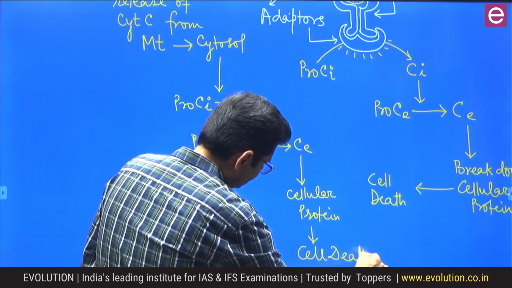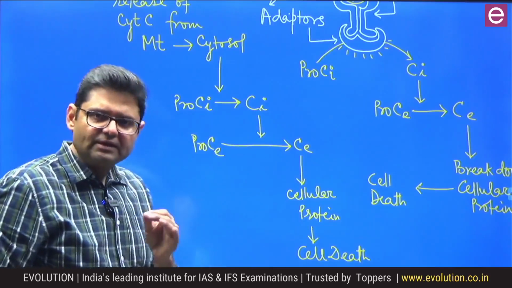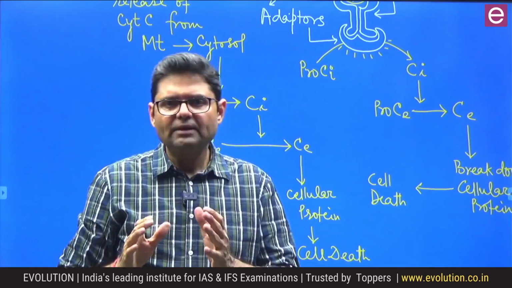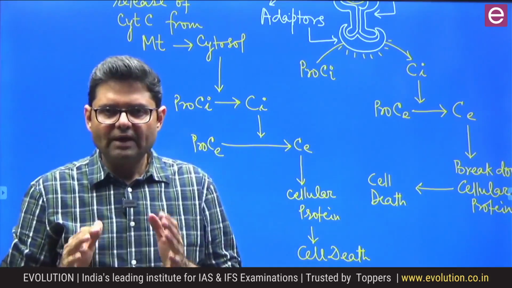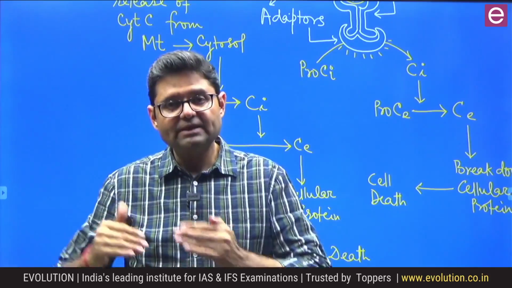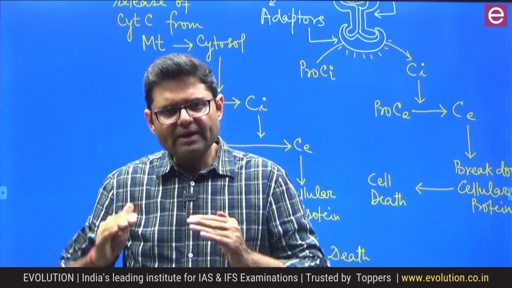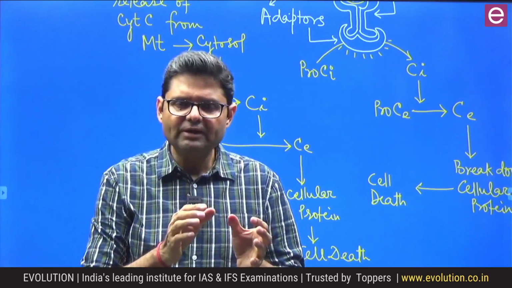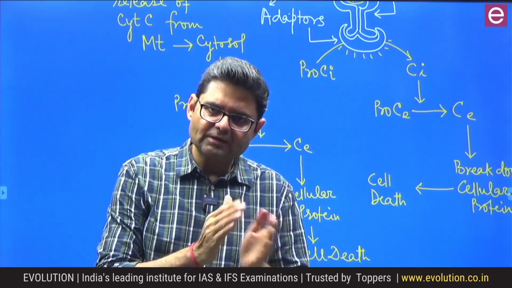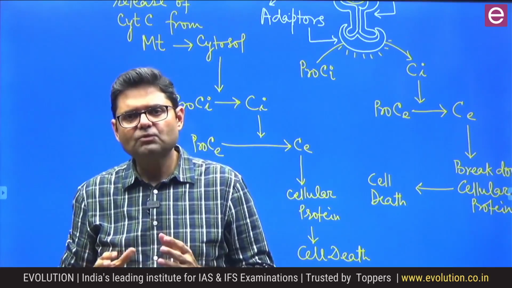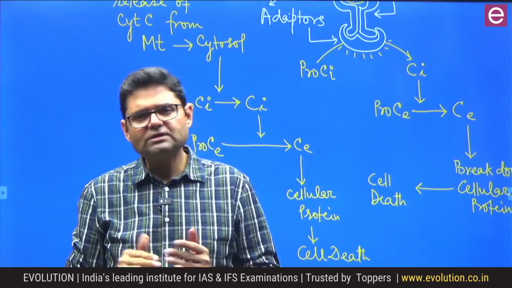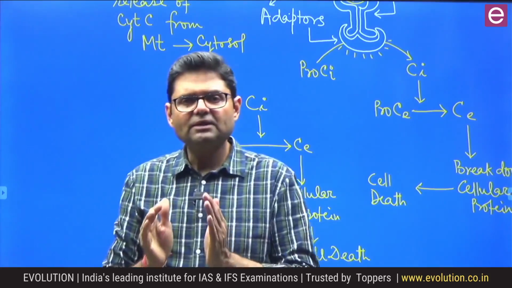cell death. So whether the process is triggered extrinsically or intrinsically, either way, the process will involve the activation of procaspases initiator, and once they are activated into caspases initiator, then they will be activating the caspase executioner. The executioner caspases will then cleave off the cellular components and will cause cell death. So that is the process.